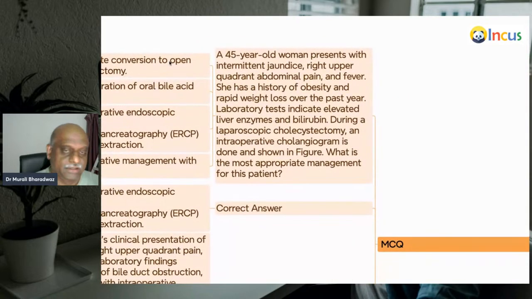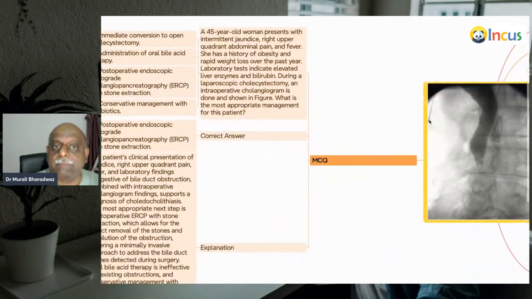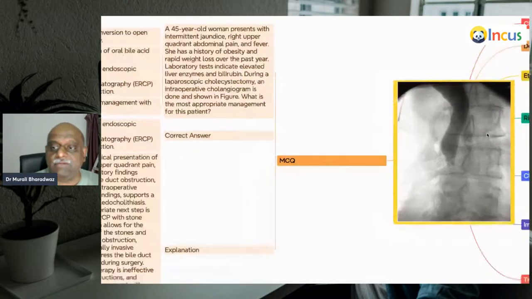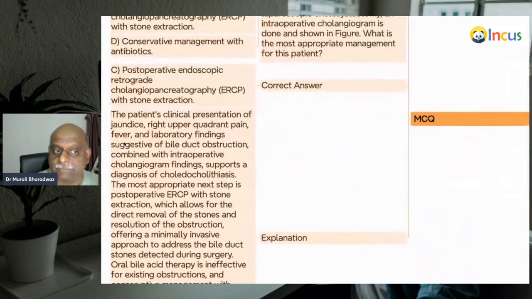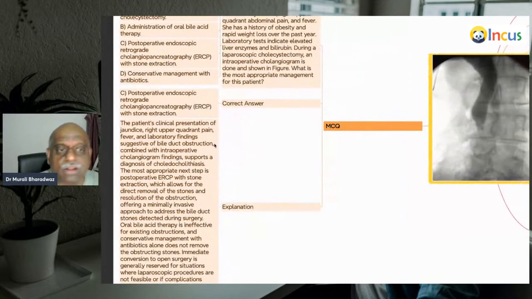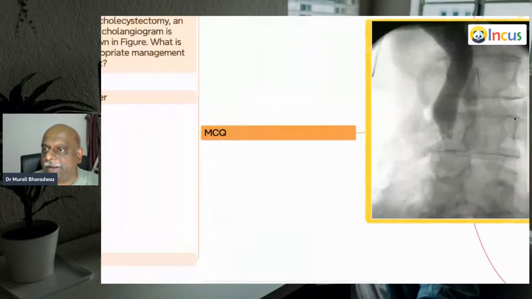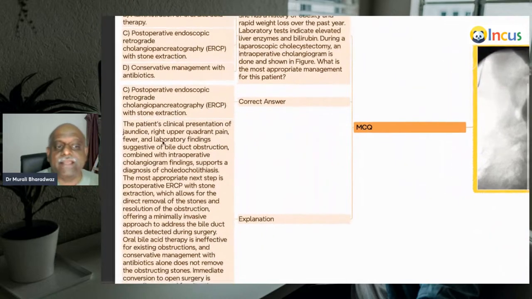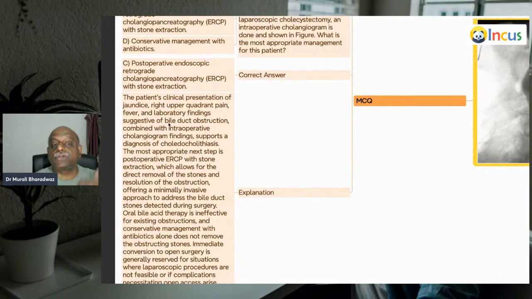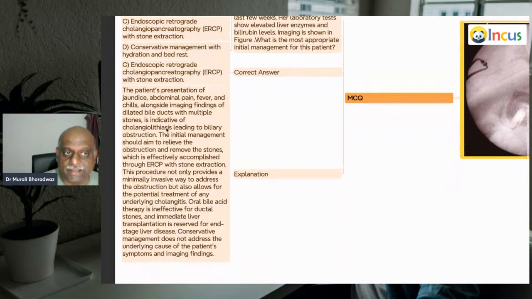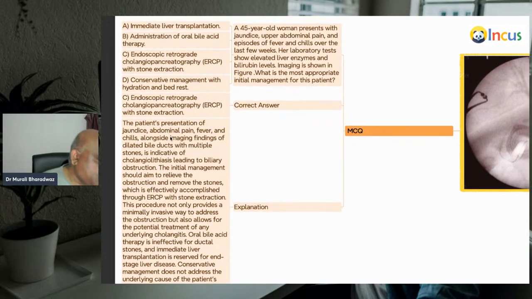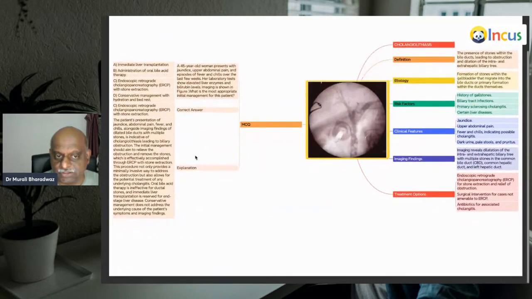A 45-year-old, intermittent jaundice, right upper quadrant pain, fever, rapid weight loss, elevated liver enzymes, laparoscopic cholecystectomy was planned, and intraoperative cholangiogram has been done. So basically the patient's clinical presentation, jaundice, right upper quadrant pain, fever, laboratory findings, they're all suggestive of bile duct obstruction. Intraoperative cholangiogram is suggestive of choledocholithiasis. And the most appropriate next step is postoperative ERCP. Typically what you need to do is ERCP with stone extraction is considered to be the management of choice.